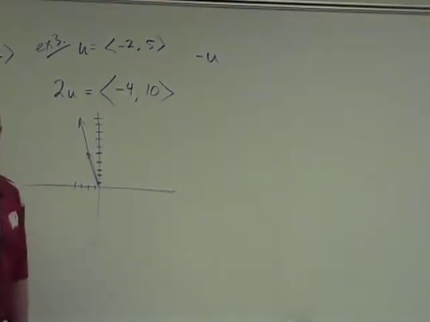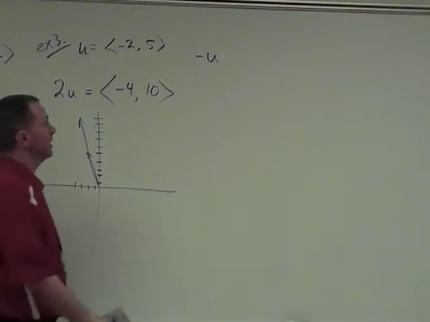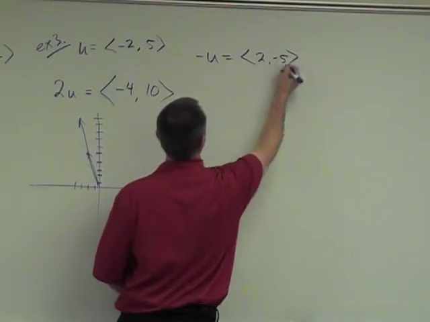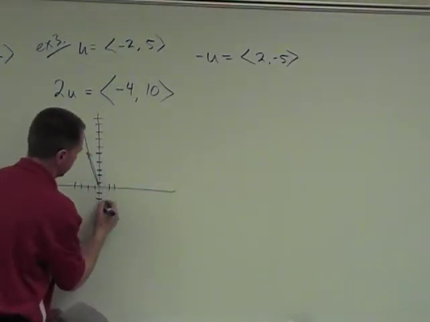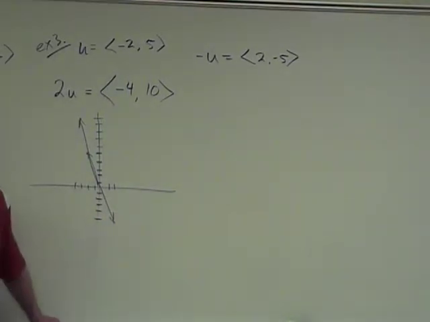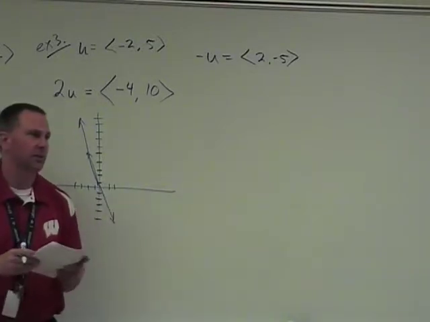Minus u. What's the coefficient on minus u? -1, so that's a scalar. So what's that going to do to the vector? -5. What happened? Kind of like your polar coordinates with a negative radius. What's a negative radius do? Opposite direction.